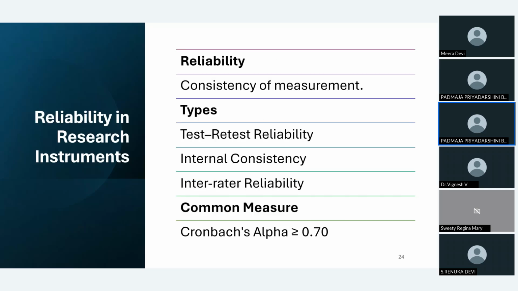Reliability is the consistency of how much we measure. There are different types of reliability: test-retest reliability, internal consistency, and inter-rater reliability. Usually the common measure is Cronbach alpha, and it should be greater than or equal to 0.7. That is the thumb rule.